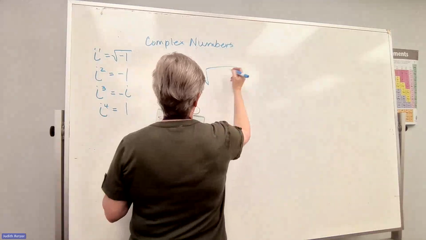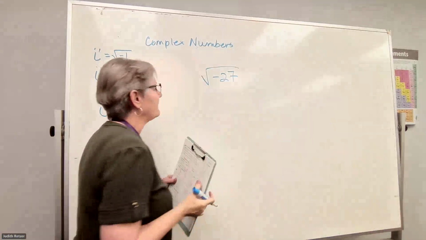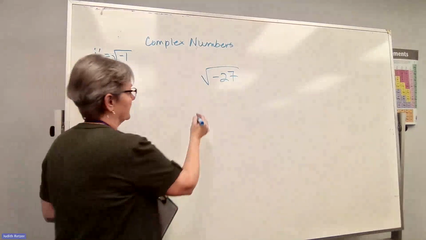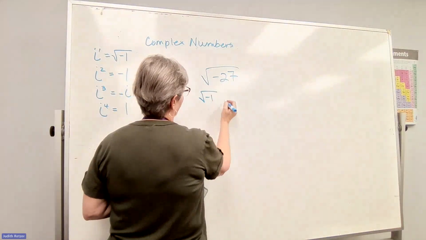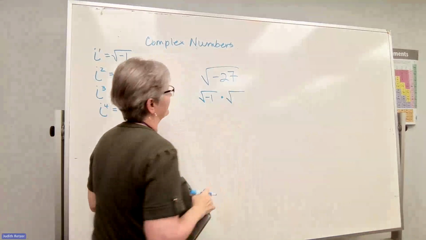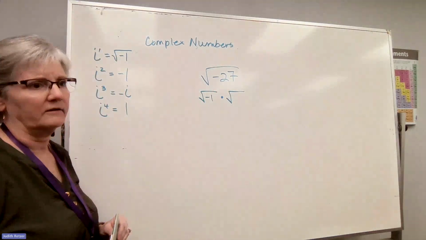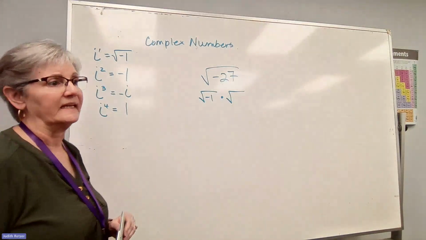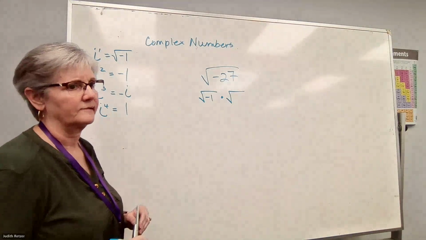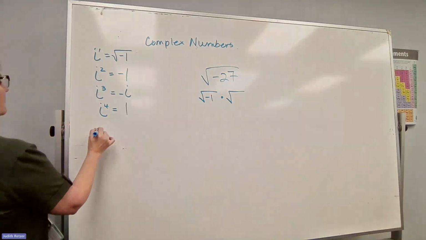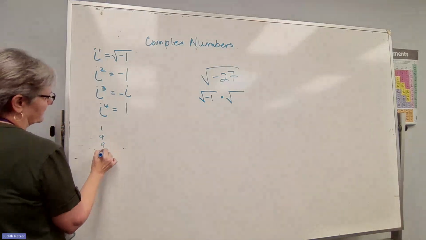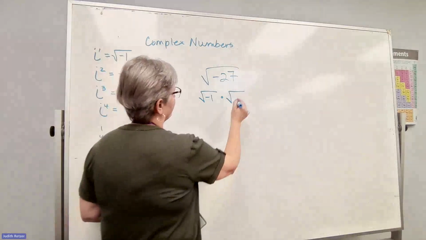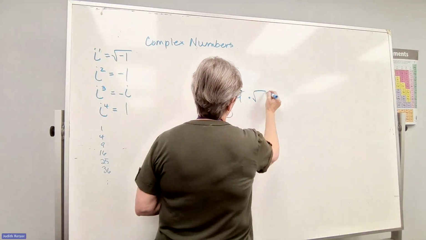Okay, square root of -27. This is not a number that we can strictly square root, right? So this is the square root of -1 times, is there a square that is a factor of 27? Do we have a square that is a factor of 27? Remembering that our squares are what? 1, 4, 9, 16, 25, 36, etc. 9. And then times the square root of 3.